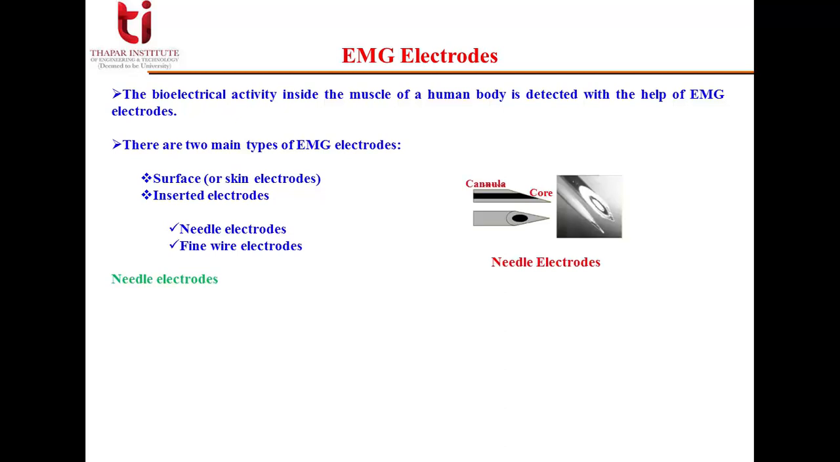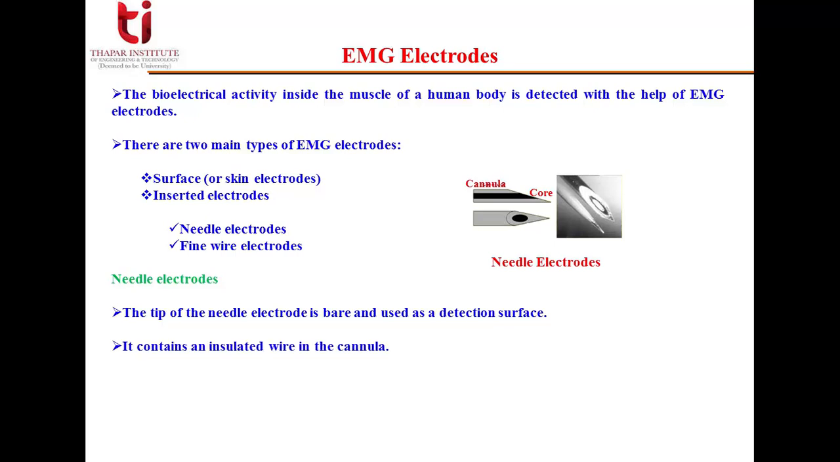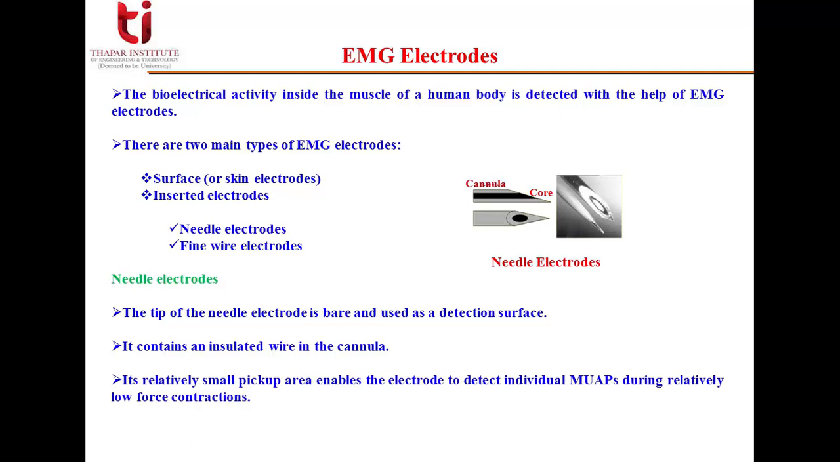Needle electrodes are widely used in clinical procedures in neuromuscular evaluations. The tip of the needle electrode is bare and used as a detection surface. You can also see in this figure, it contains an insulated wire in the cannula. The two main advantages of needle electrodes are that they have a relatively small pickup area, which enables the electrode to detect individual MUAPs during relatively low force contractions, and that these electrodes may be conveniently repositioned within the muscle.